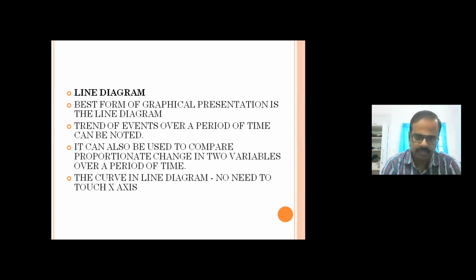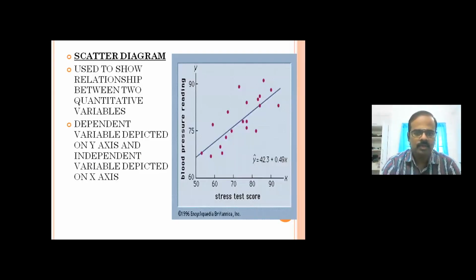It can also be used to compare proportionate change in two variables over a period of time, sir. Absolutely. The curve in a line diagram need not touch the x-axis. So this is the importance of knowing about the line diagram. Okay, right? And now look at the scatter diagram.